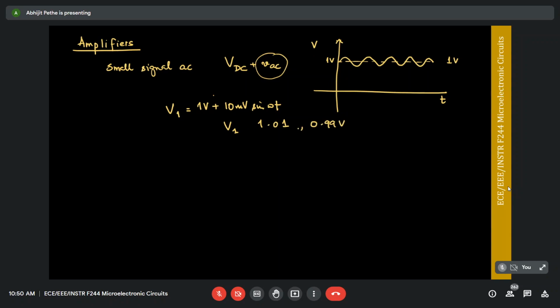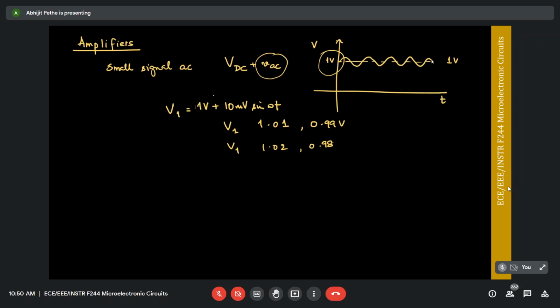Now what we are interested in is not so much the DC, once this 1 volt is fine. Now suppose something happens in the circuit and I'm able to increase the AC voltage to 20 millivolts. V1 will then become 1.02 to 0.98. So what I'm interested in is not necessarily the DC voltage, but rather how the AC voltage moves through the circuit.